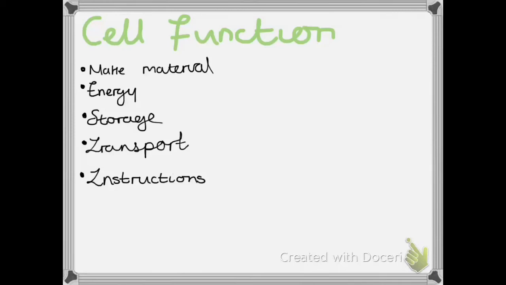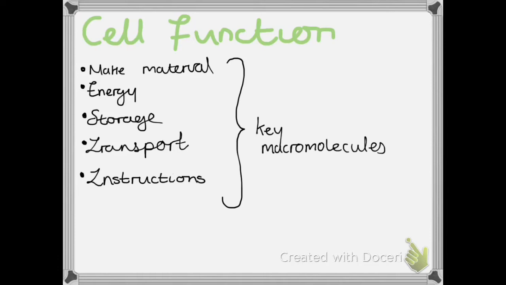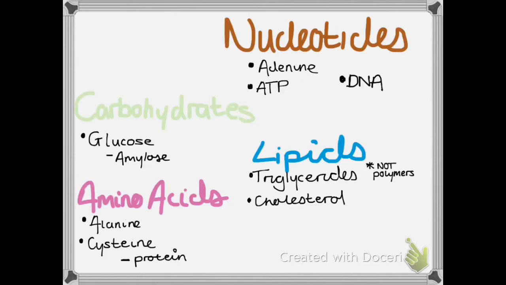You've got a very large variety of different types of cells in your body, but they all have the same basic functions at the same time, all carried out by key macromolecules. Some examples of functions are to synthesize material, release energy, storage, transport other molecules, and store or transport instructions to other cells or to the cells itself, or the machinery within cells. And here are our 4 key macromolecules.